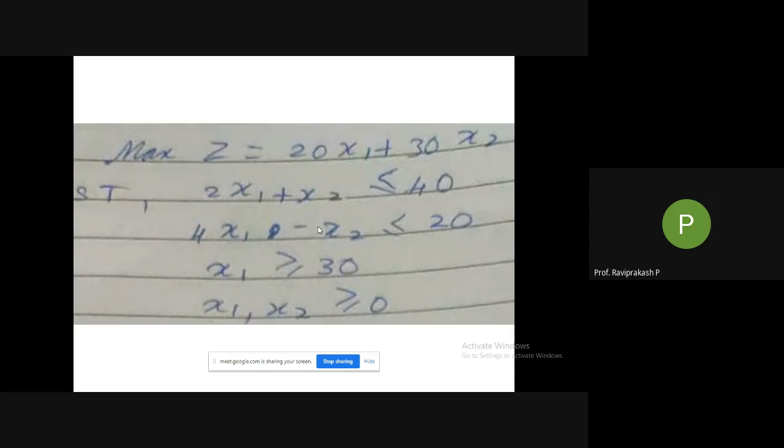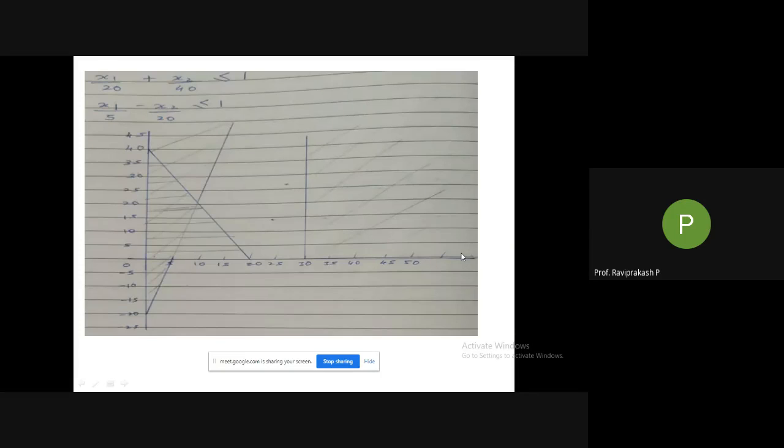Third one, no need to do. So draw the graph once the points are there. I'll directly go to the graph. You can see here, that minus 20 point is here. You can check, you have to go below 0.